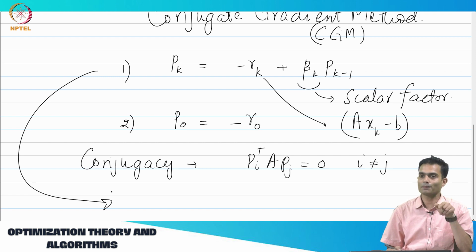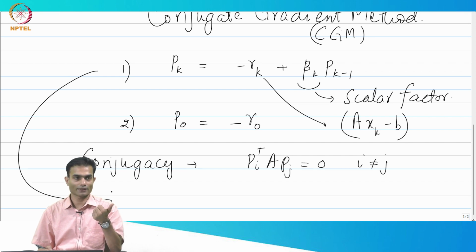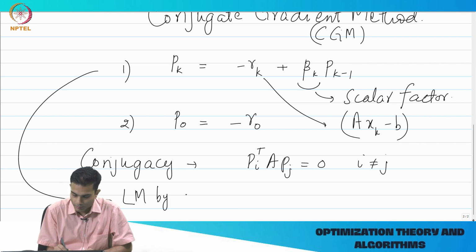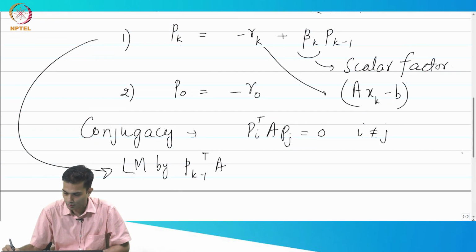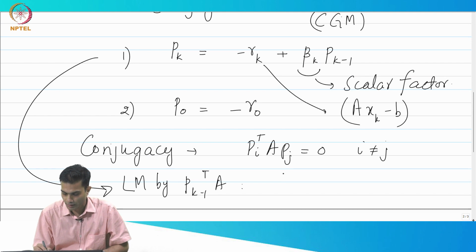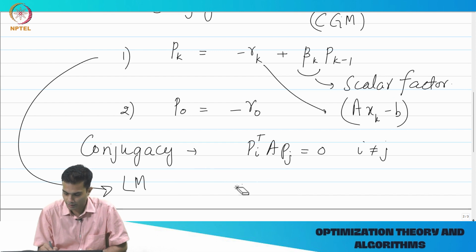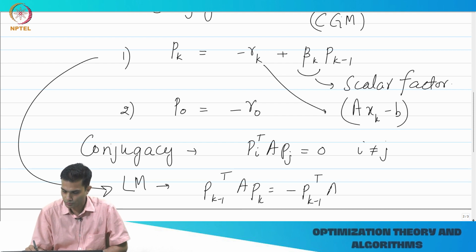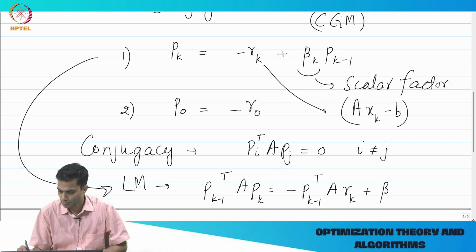If I left multiply by pk transpose A, I'll get something on the left hand side, but my beta k term will go to 0, right? So if I left multiply by pk minus 1 transpose A, what will I get? Okay, let's write it in one shot. Left multiply is going to give you pk minus 1 transpose A pk is equal to minus pk minus 1 transpose A rk plus beta k pk minus 1 transpose A pk, right?